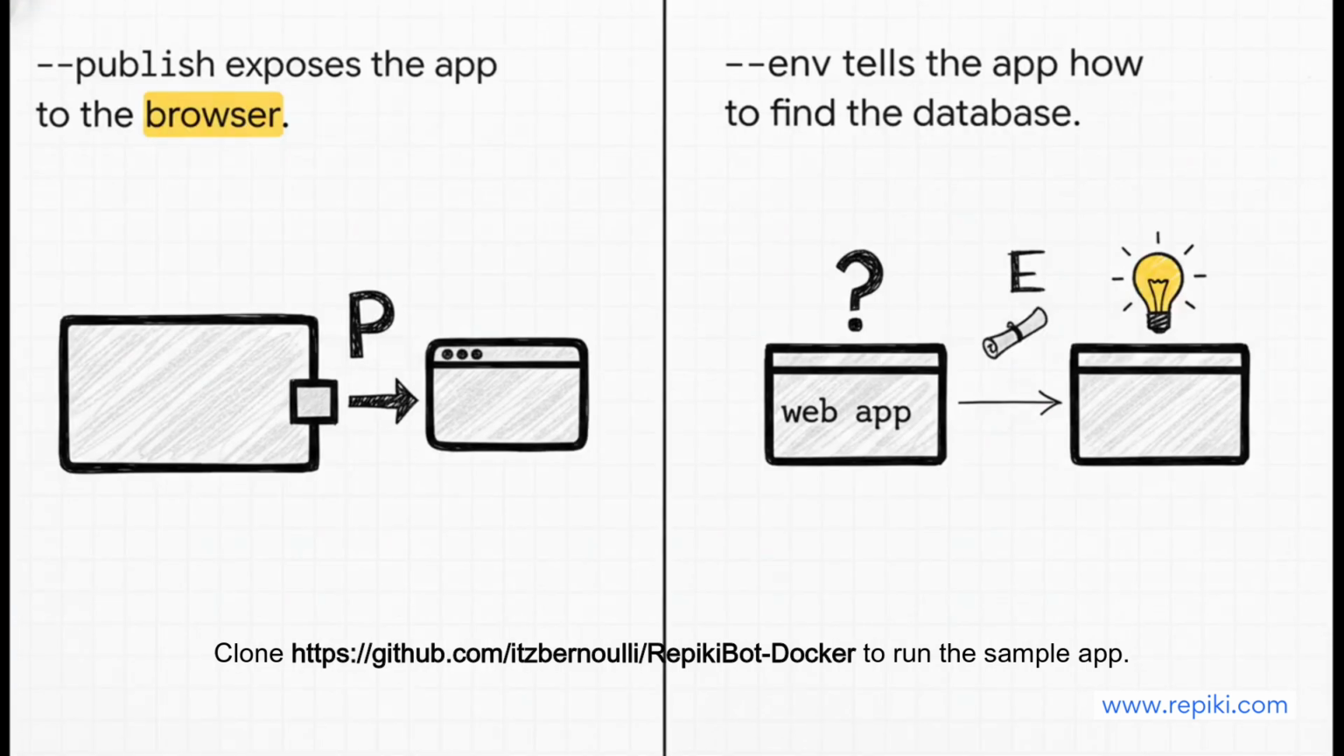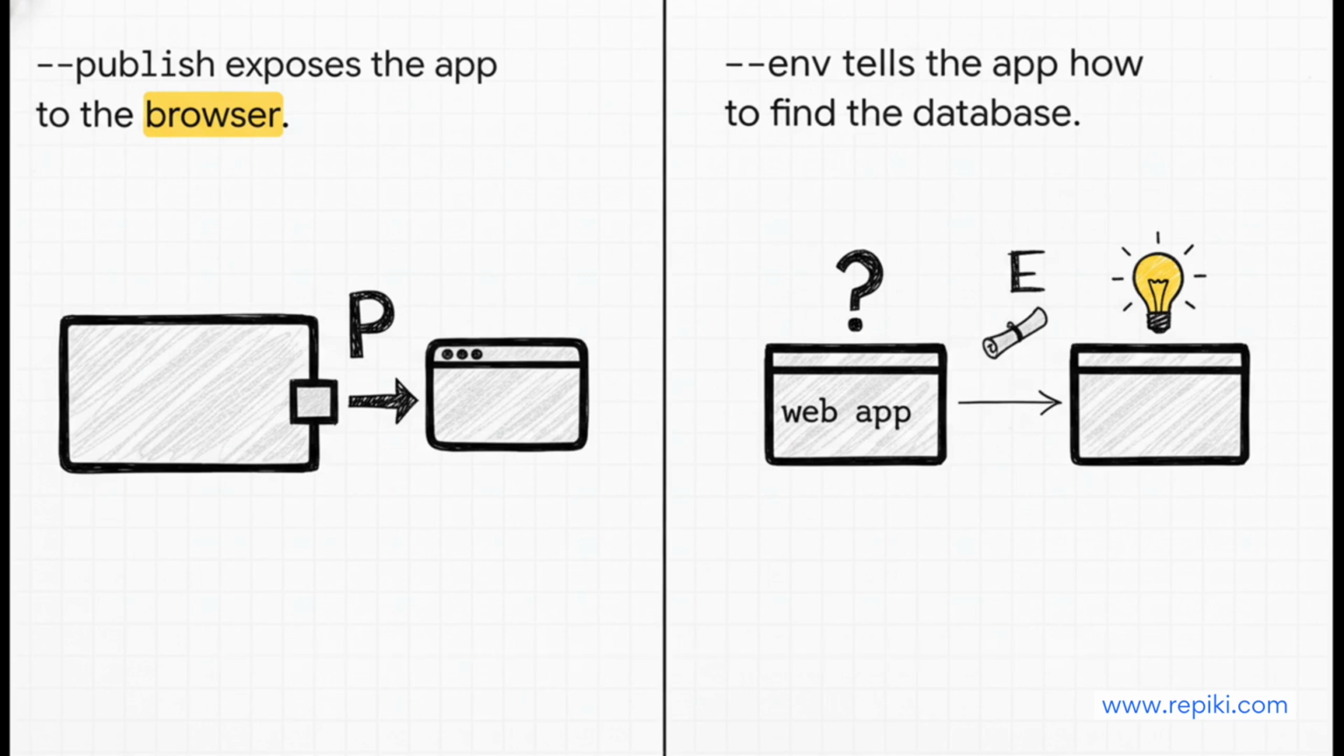In that final command, there are two flags that are absolutely crucial. The --publish flag, or -p, maps the container's port to our own machine, which lets us actually see the app in a browser. And the --env flag, or -e, passes in an environment variable that tells our app how to find the database, in this case by using the hostname todo_mysql.